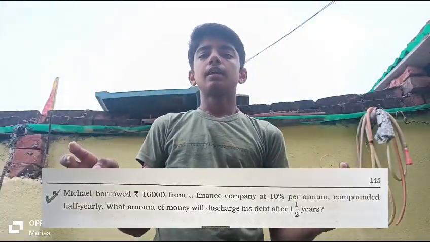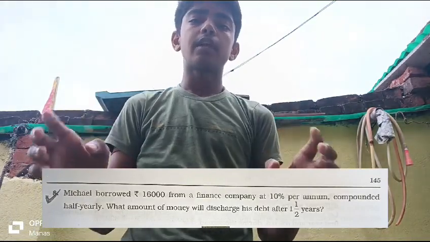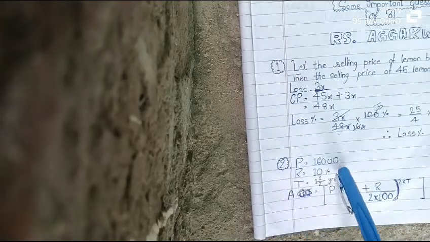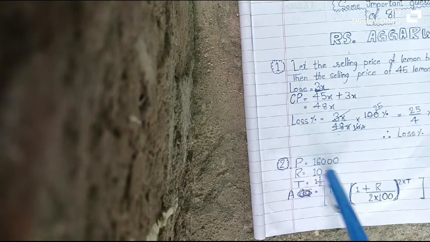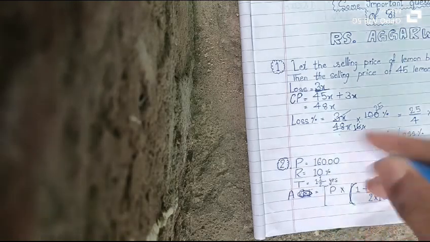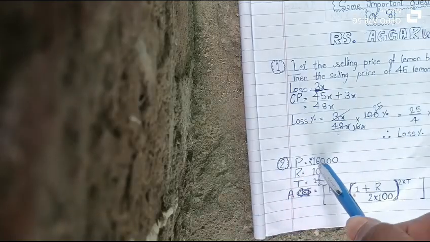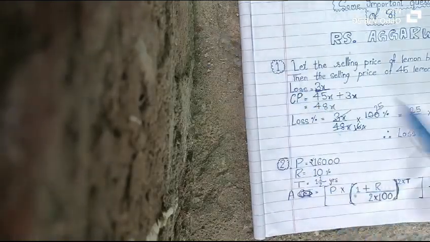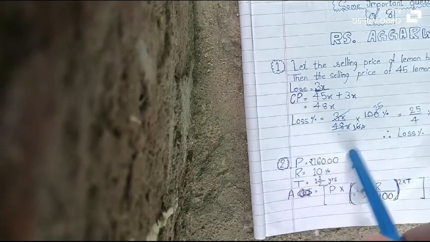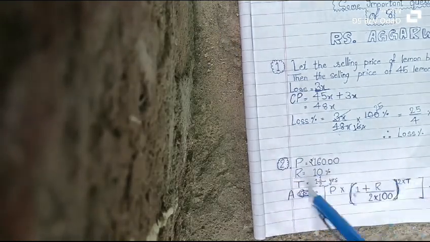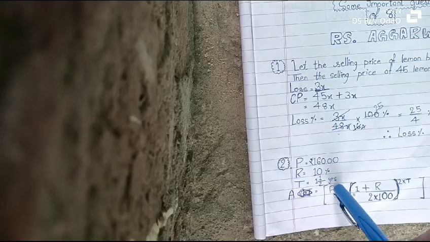Second question, as you can see on the screen, it is taken from exercise 11A from the same book. So let's solve. In the question it is given that the principal, meaning the money Michael borrowed, is equal to 16,000 rupees from a finance company. And as it is given in the question, rate is equal to 10%, time is equal to 1.5 years.